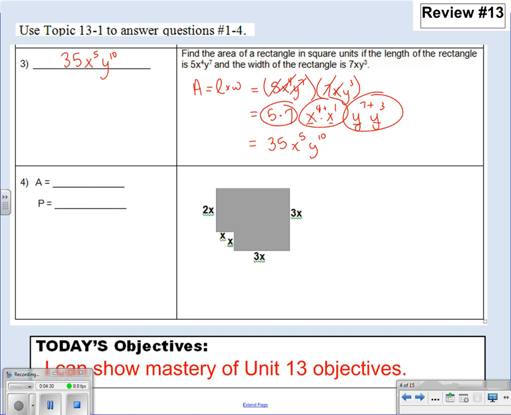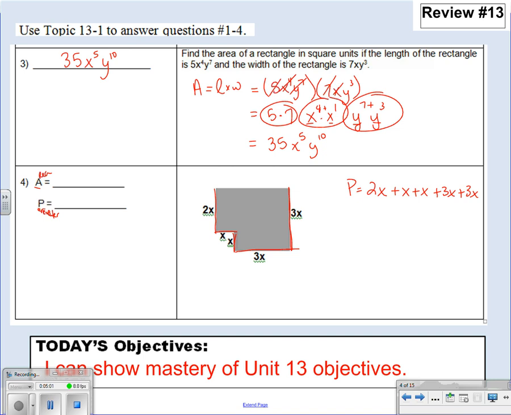Number 4, A means we want to find area, P means we want to find perimeter. So let's start with the perimeter. So this is 2x. Perimeter is all sides. We have 2x plus an x plus an x plus 3x plus a total of 3x on this side.